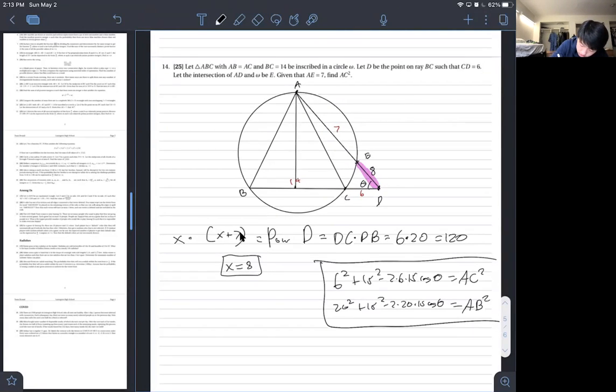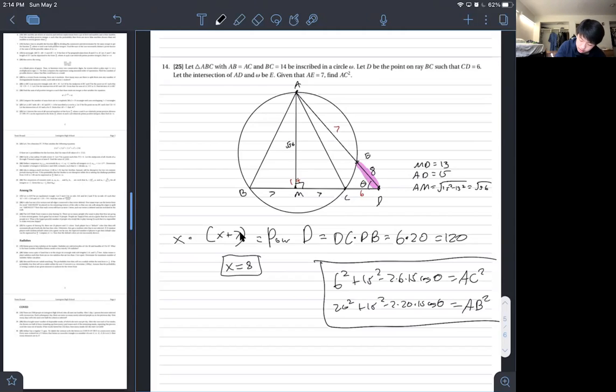A nice way to do it is to drop this altitude. A nice property of isosceles triangles is that AM is actually also the altitude. And whoa, look at that. We know that AD equals 7 plus 8 equals 15. MD does not equal 7. MD equals 7 plus 6, which equals 13. So by Pythagorean theorem, AM equals square root of 15 squared minus 13 squared, which equals square root of 56.